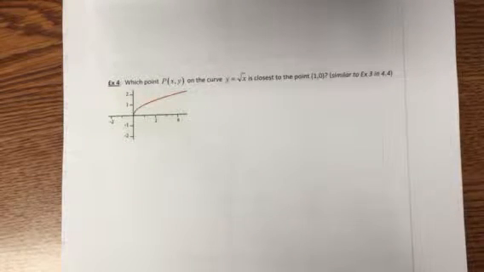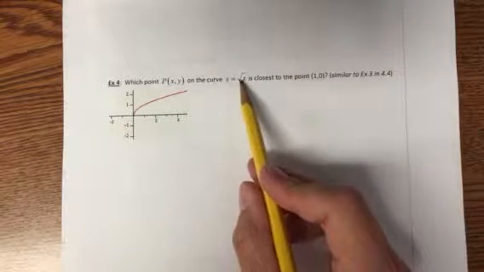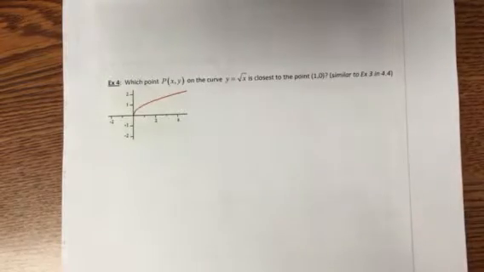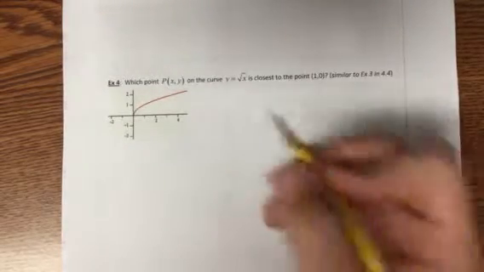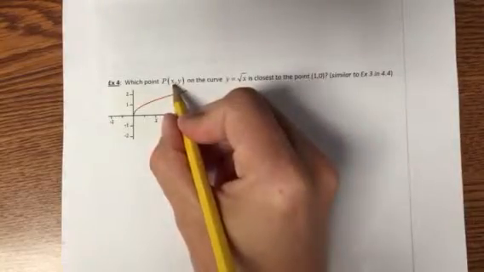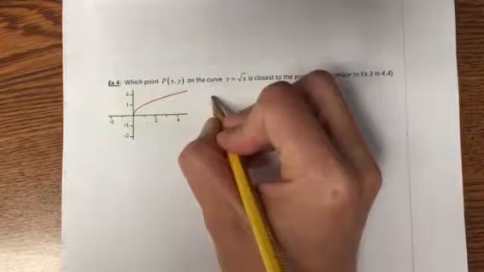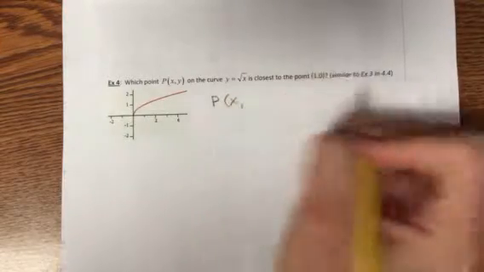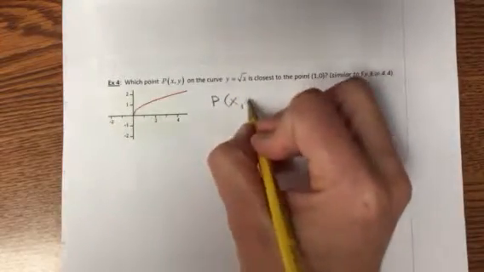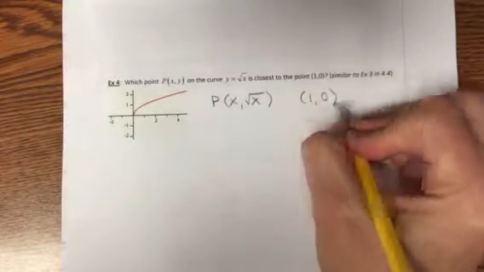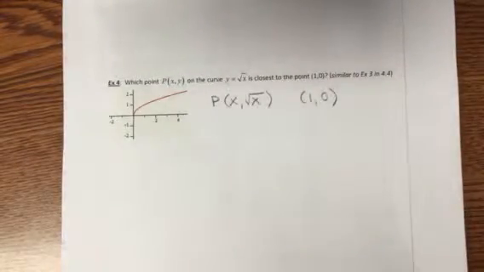Okay, example 4: which point P, which is (x, y), on the curve y equals the square root of x is closest to the point (1, 0)? So when we're looking at this problem, what you want to keep in mind is P is (x, y), but let's write that in terms of just x. So P is really (x, square root of x). I have that point (1, 0) that I want to find when it's the closest.